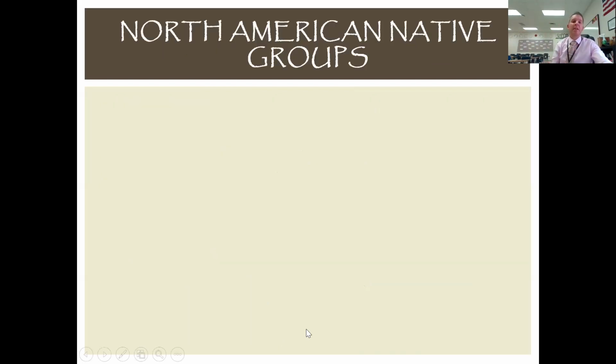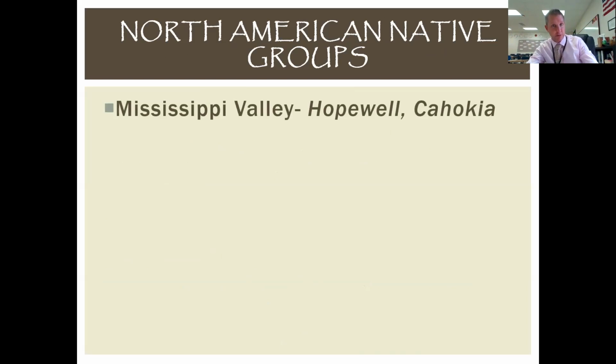So our North American native groups are much smaller and very different, but these are the ones that are probably going to play a much larger role in our discussion of American history. But there are many different groups and many different characteristics to these groups. And some of the ones that I had you look at on your chart include the Mississippi Valley groups. So some examples of them will be the Hopewell Indians, the Cahokias.